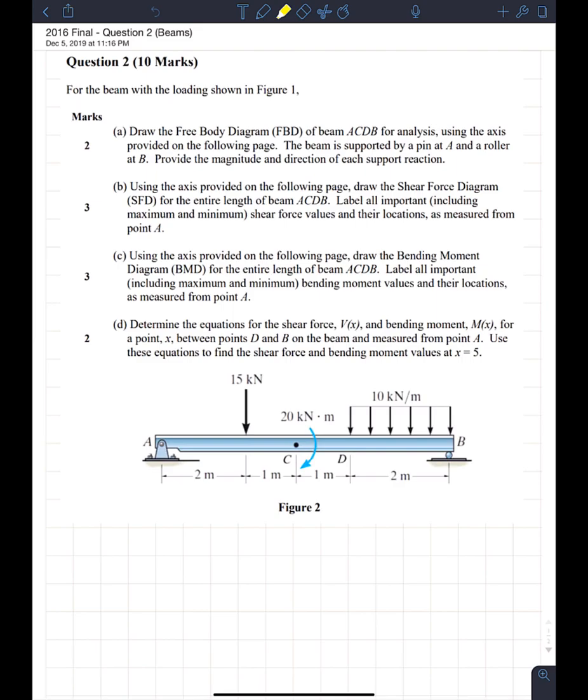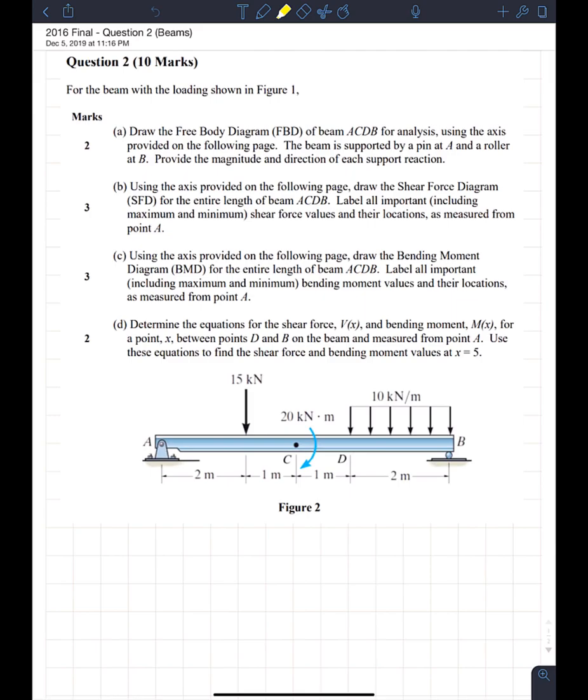In this tutorial, we're going to cover the 2016 final, question 2. As you have seen in the practice finals, question 2 is always the same. It's going to be your bending moment and shear force diagrams. As expected, they're going to give you some sort of beam, and it's going to be simply supported, meaning you can solve it with your regular equilibrium conditions.